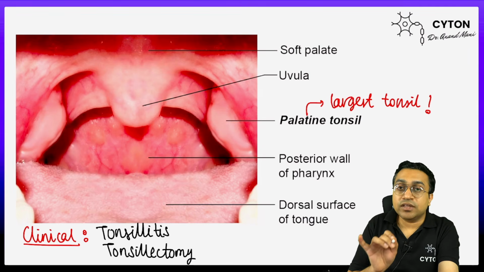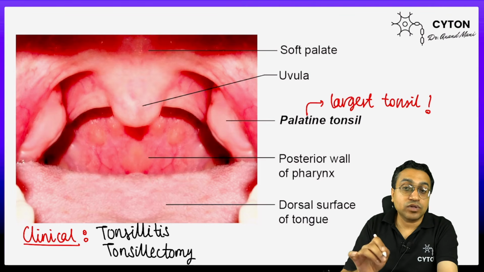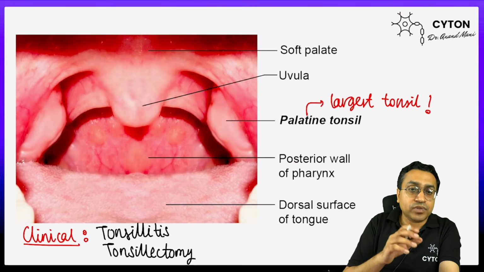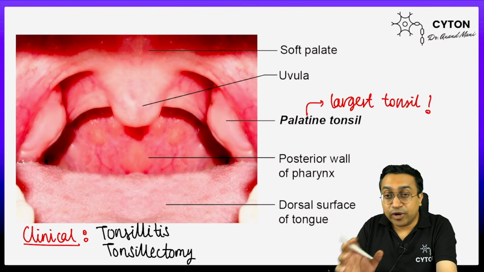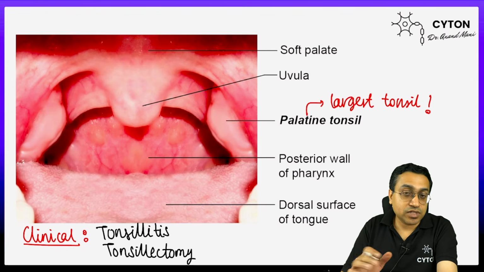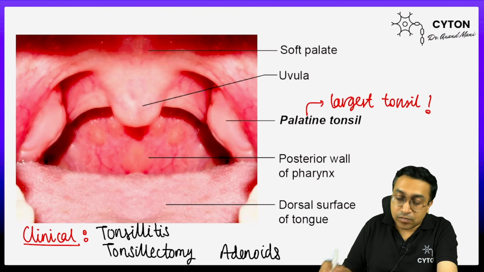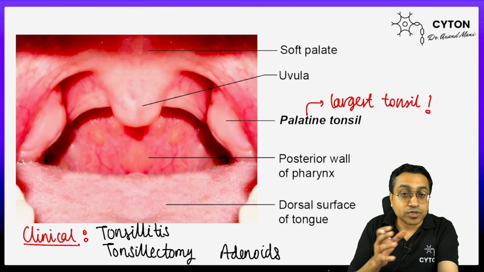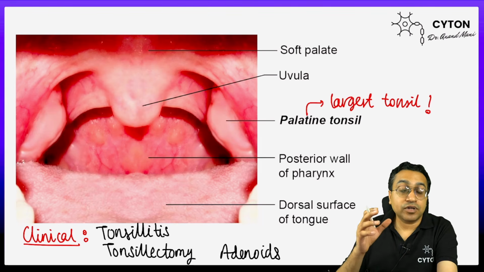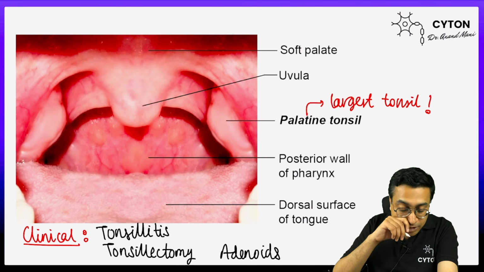This is usually required in children who have recurrent tonsillitis, that is, repeated infections. The Peyer's patches are ulcerated in typhoid fever, which forms the ulcers known as typhoid ulcers. Then you have something known as adenoids. Adenoids are the enlarged pharyngeal tonsils due to infections. They can obstruct nasal respiration and make breathing through the mouth obligatory. So this is the clinical integration of these tonsils.